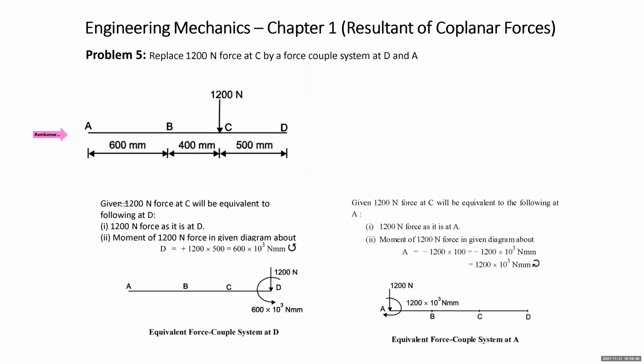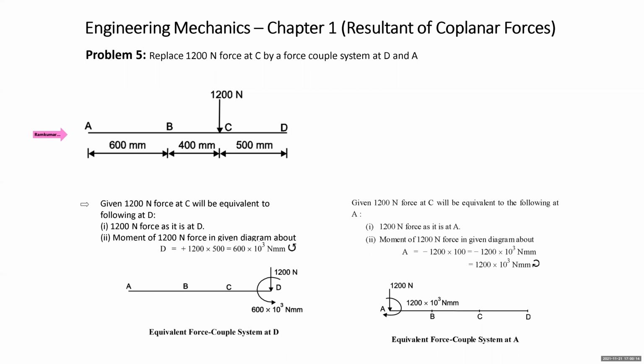So now what do we take? 1200 Newton, A, B, C. We have made a small line diagram like this. You want equivalence at D. Equivalence at D will be what? The same 1200 Newton will come at D as it is. What else will come? Take the moment of 1200 about D. Take an axis through point D. 1200 will try to rotate the bar in the anti-clockwise direction. So what is the moment of 1200 about D? 1200 into 500, which comes out to be 600 into 10 raised to 3 Newton mm.